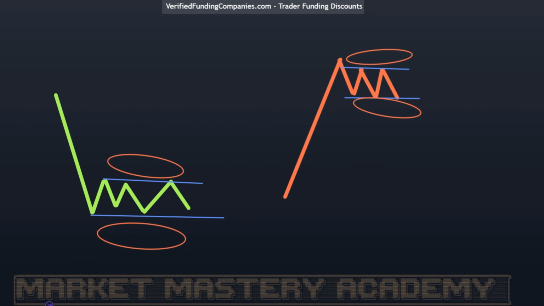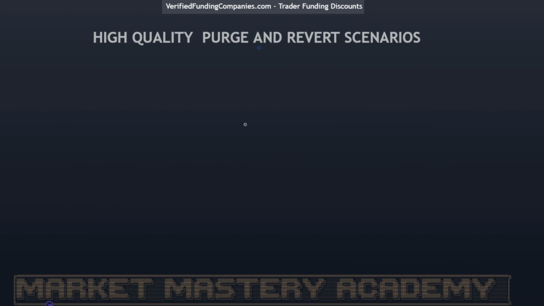But you know what the funny thing is? Price most of the time is going to take out this side first and then rally, or take out this side and then go down. Not only did the people enter in here thinking it was short, they got stopped out, and so did they. It's a double whammy. Everyone's out of the market. Now the market can move freely and spool price. That's something I call high quality Purge and Revert scenarios.